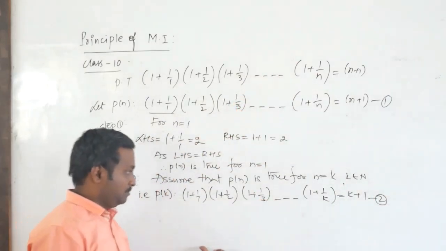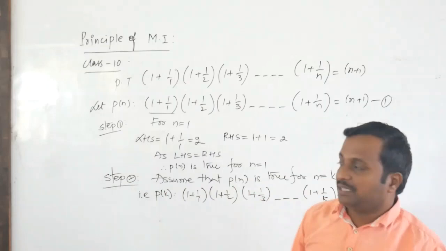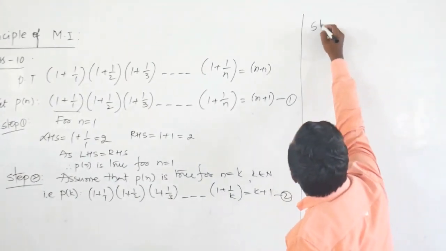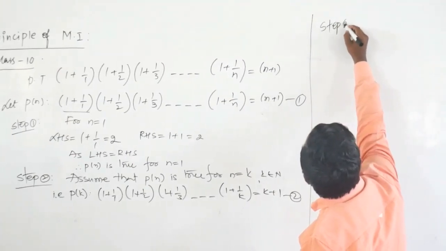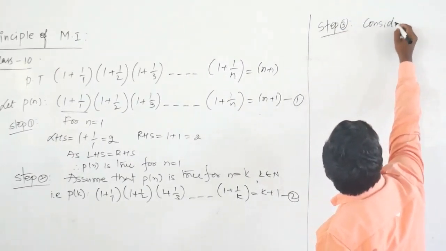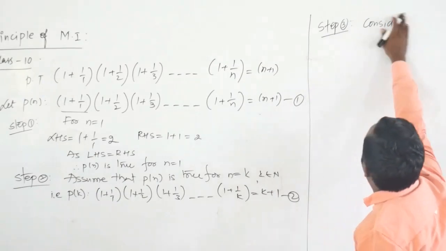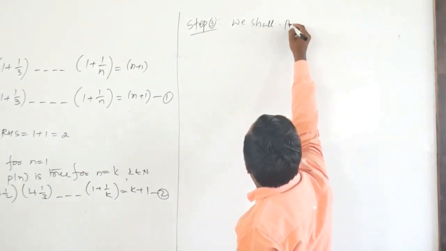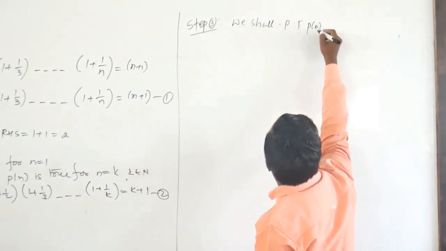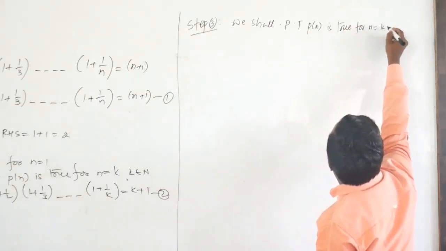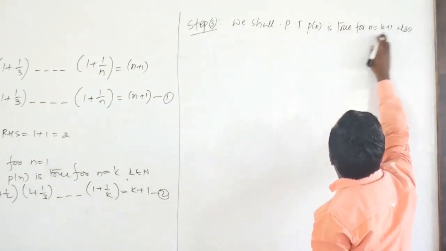To solve this main step 3, let us see what comes in step 3. Step 3: consider, we shall prove that P of n is true for n equal to k plus 1 also.